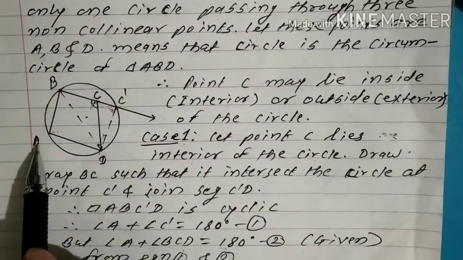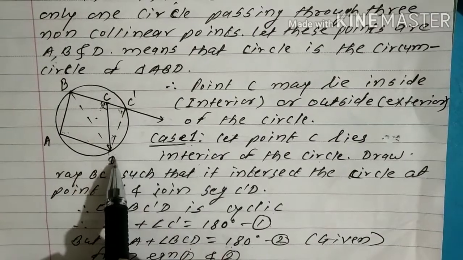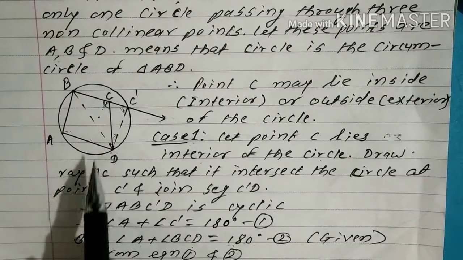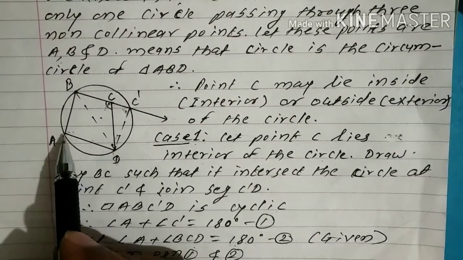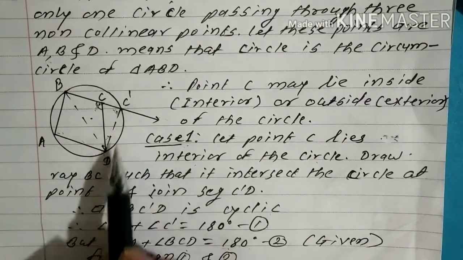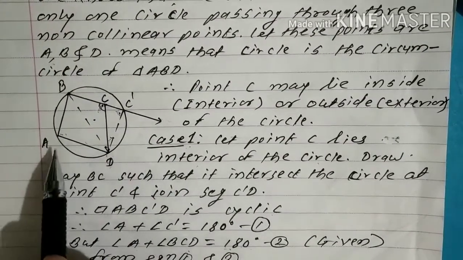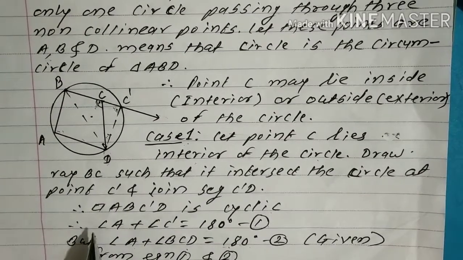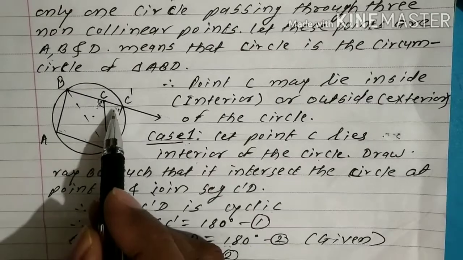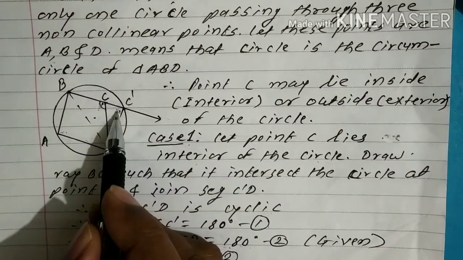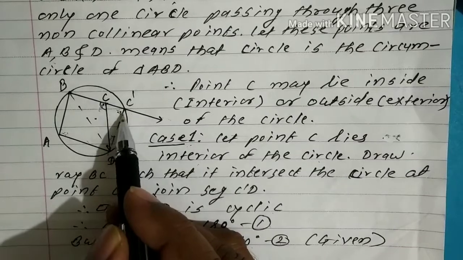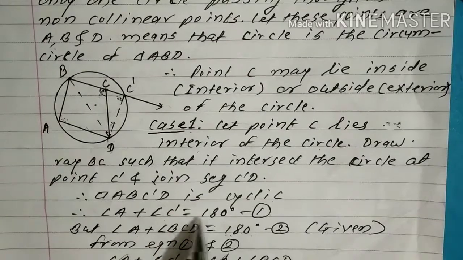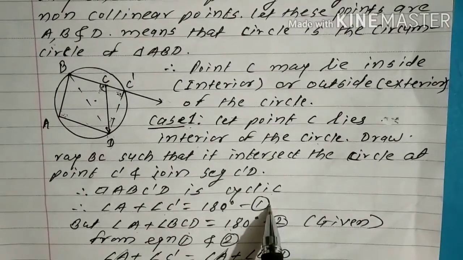Therefore, quadrilateral ABC'D is a cyclic quadrilateral. Why? All the points, point A, point B, point C dash, point D are on the circle. Hence, quadrilateral ABC'D is a cyclic quadrilateral. And you know, the opposite angles of a cyclic quadrilateral are supplementary. Means angle A plus angle C dash is equal to 180 degrees, equation first.